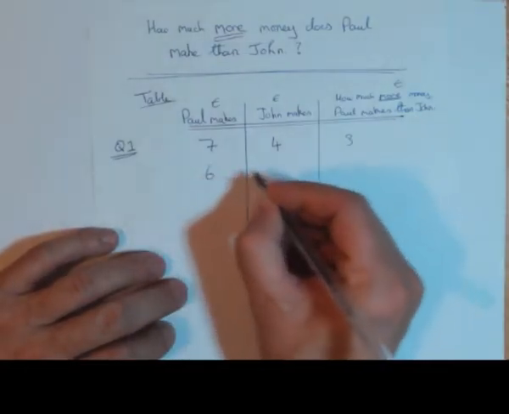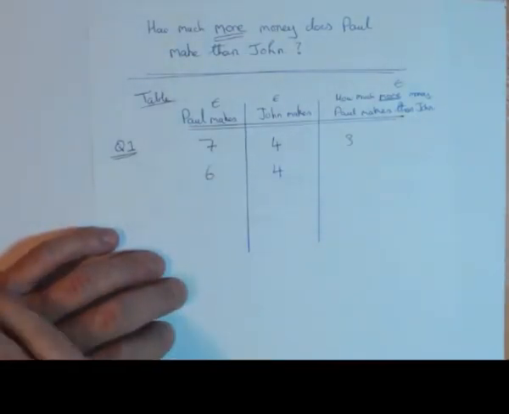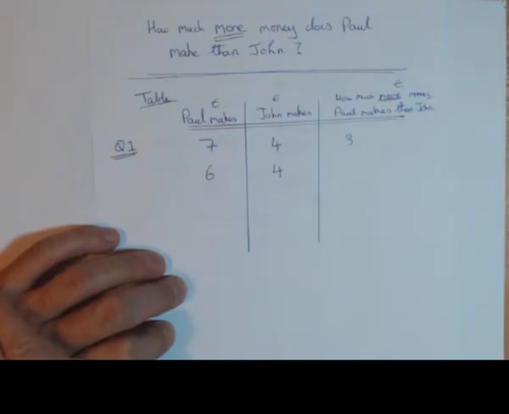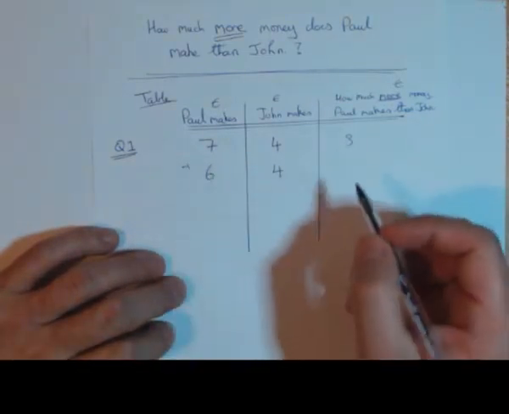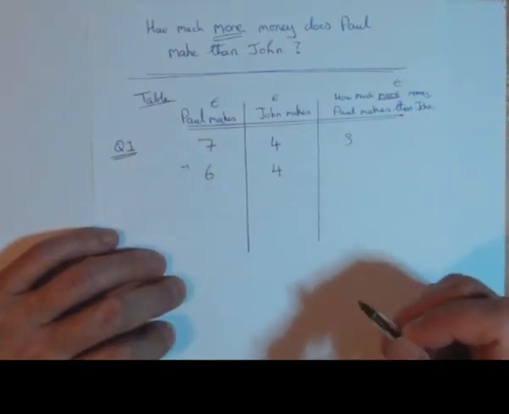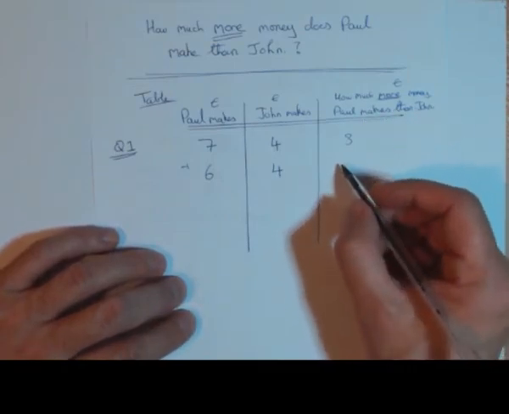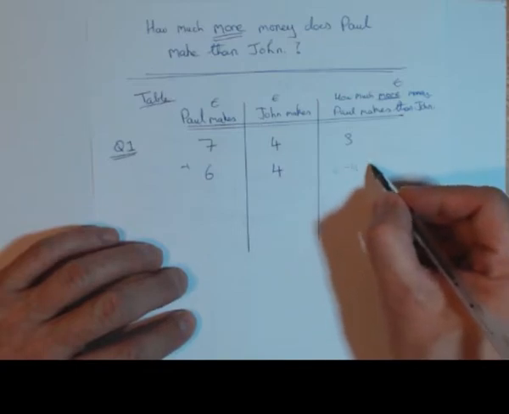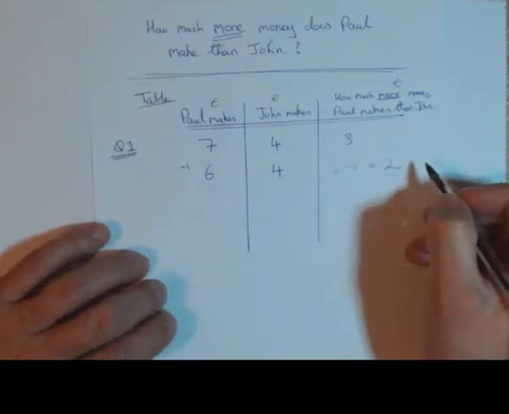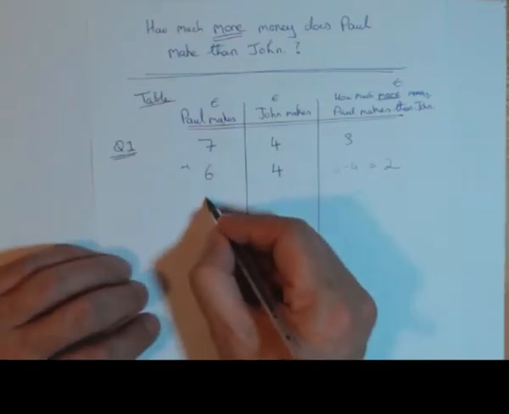But let's have a look at what happens when we start to reduce the amount of money Paul makes compared to John. Paul now makes €1 less. He makes €6. John still makes €4. How much more money does Paul make than John? Well, that's going to be 6 minus 4, which is equal to €2. Again, I'm sure you can easily answer that question.